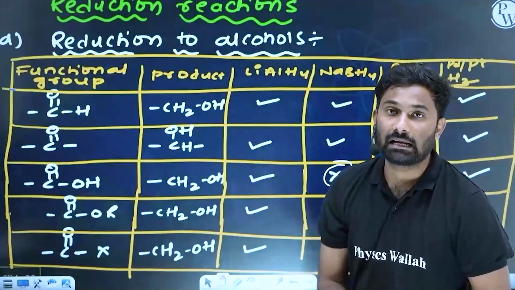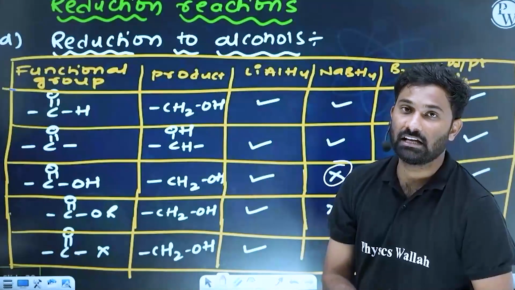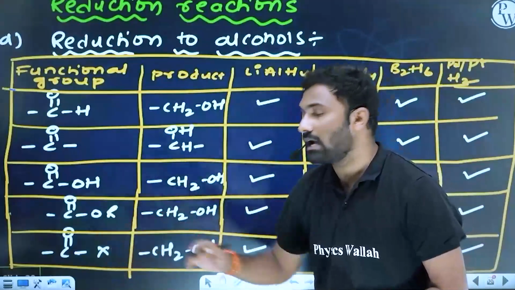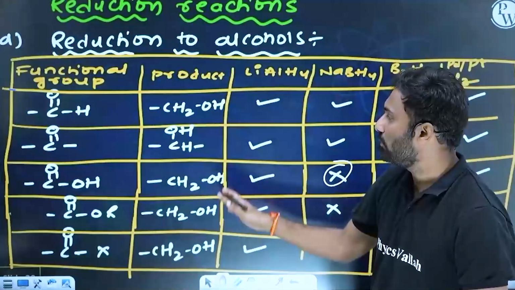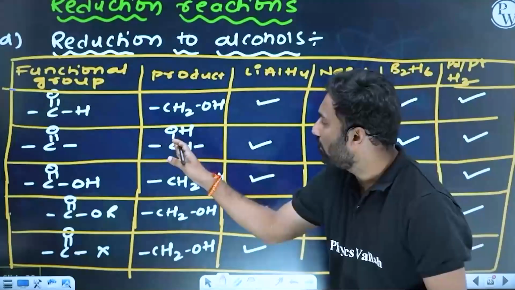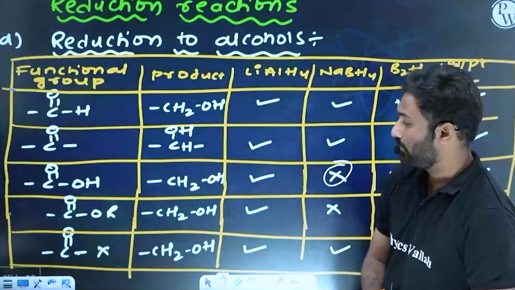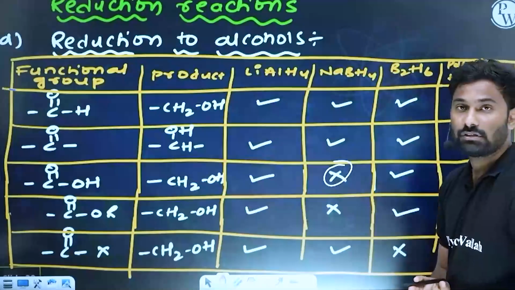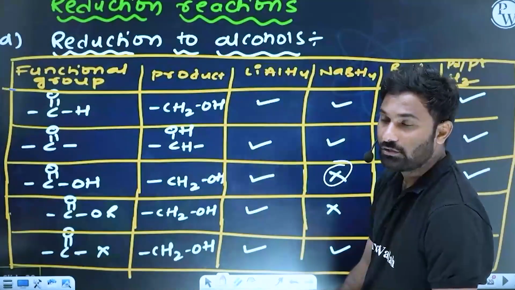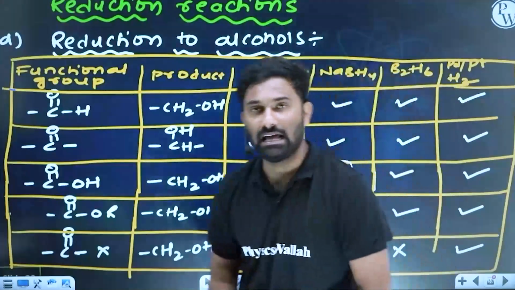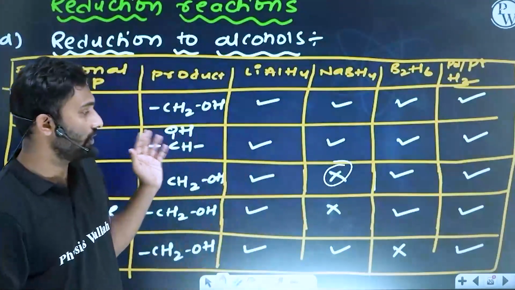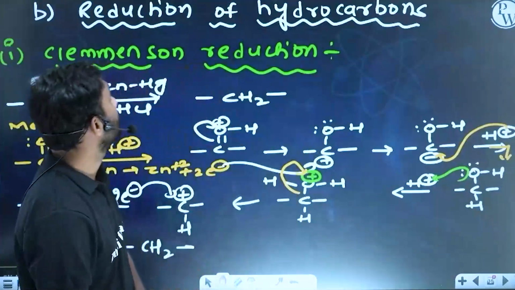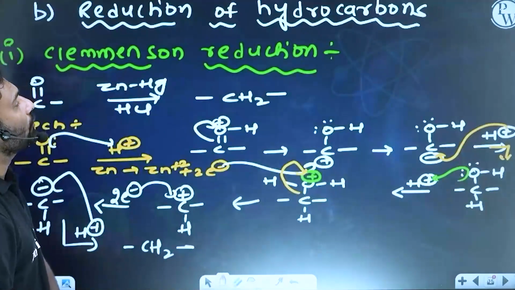Reduction. Now if they have asked a reduction reaction, aldehydes, carboxylic acids, esters, acid halides will be converted into primary alcohol. Only ketone will be converted into secondary alcohol. Now here, diborane will not reduce the acid chloride or acid halides. Okay, now this chart is very very important.